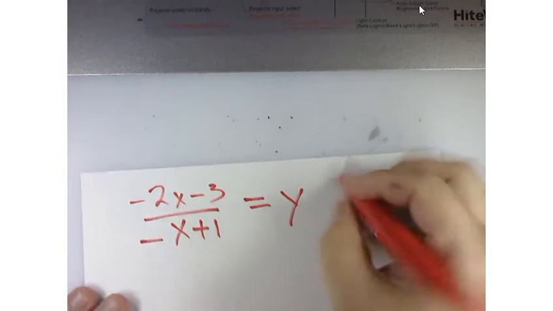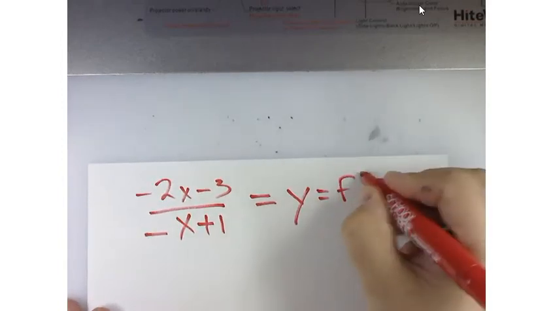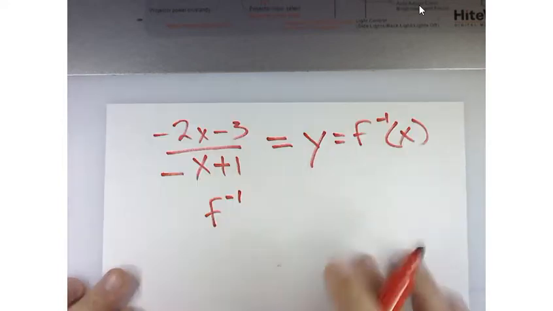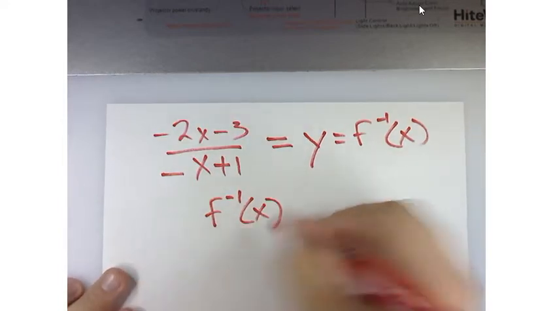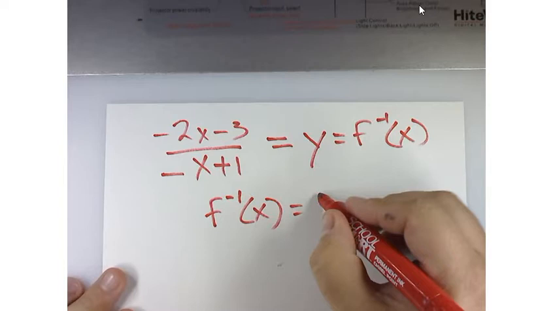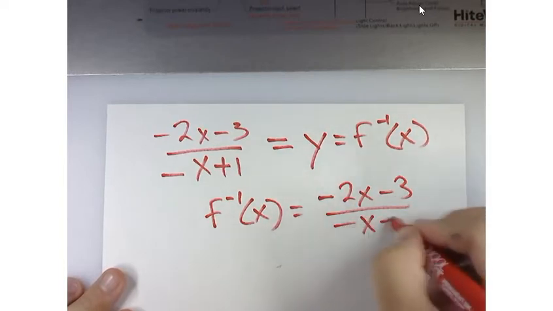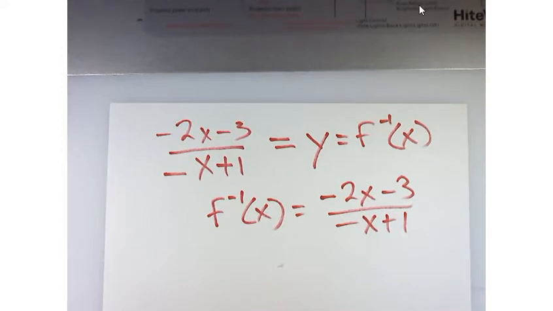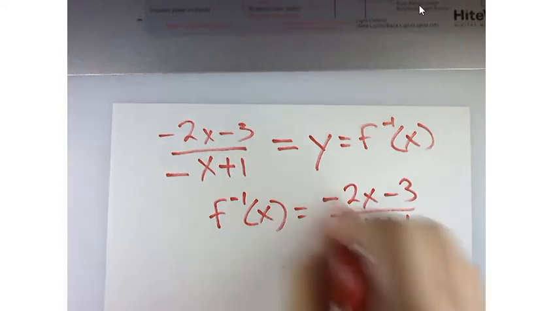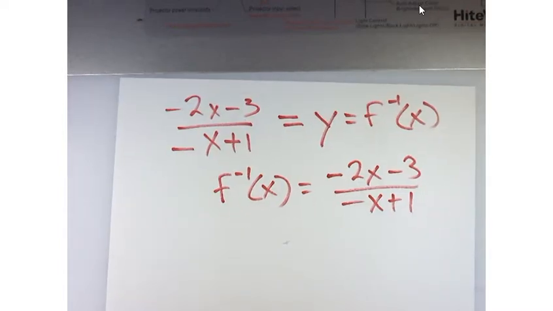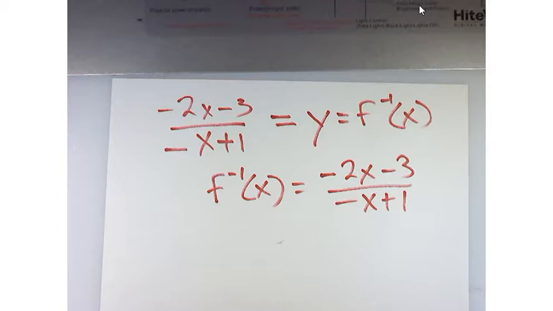So our inverse then would be, and we could rewrite it so it looks a little more familiar to us. The inverse of that function is equal to negative 2x minus 3 all over negative x plus 1. Now if you don't like negatives for your leading coefficients, you could factor out a negative 1 on both of those, but you don't have to. If you want to leave them that way, that's fine too.